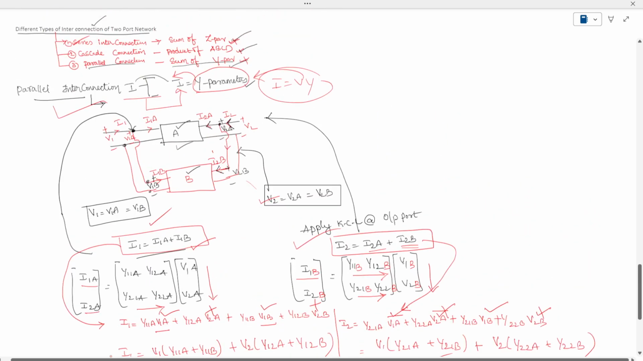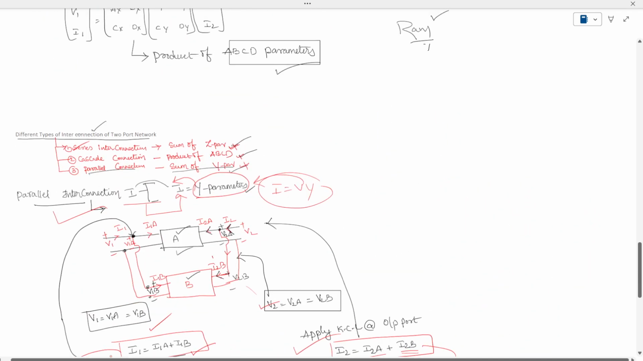This is all about parallel interconnection of y parameters. If you want to review the previous videos, you can check. The series connection is a sum of z parameters. Cascade connection is a product of ABCD parameters. Parallel is a sum of y parameters.